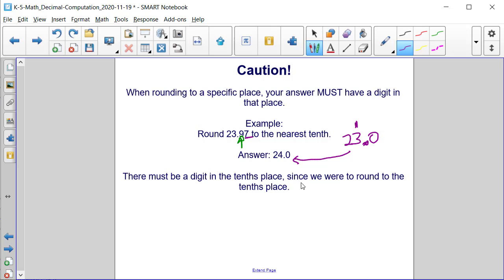So again, when you're rounding to a specific place value, if that digit goes from a 9 to a 10, you need to put a 0 in that column, add the extra 1 to the next column to regroup, and you must make sure that you write down the extra 0 in the place value that's being rounded to.